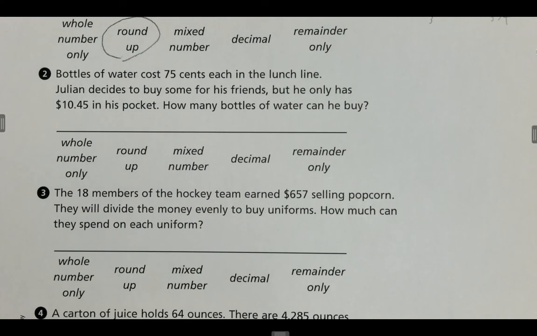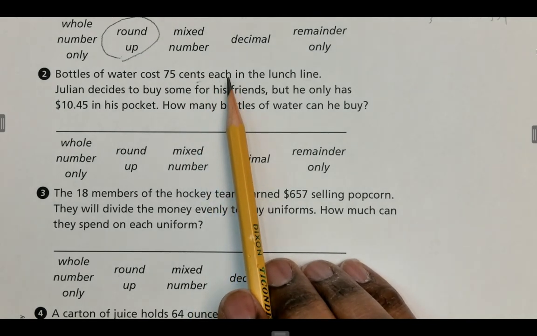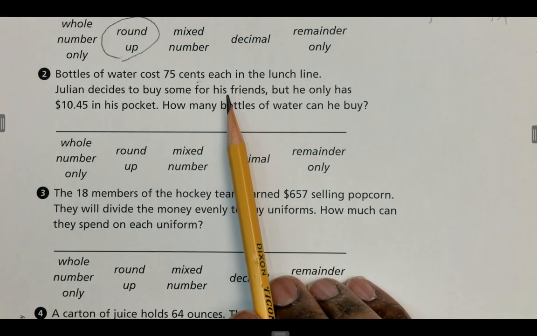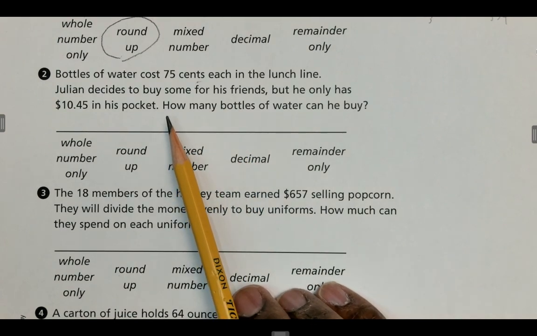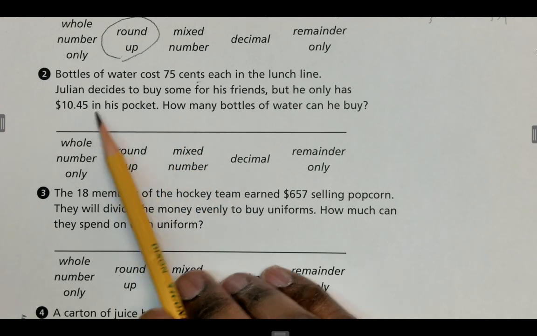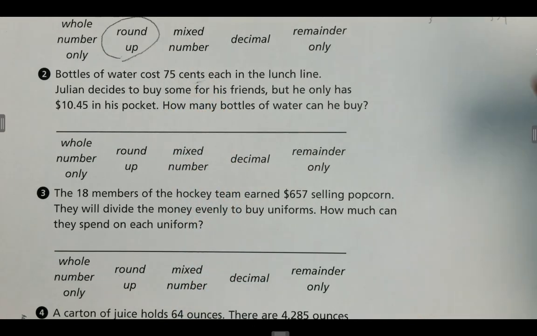Number 2, bottles of water cost 75 cents each in lunch line. Julian decides to buy some for his friends. He only has $10.45 in his pocket. How many bottles of water can he buy? Okay, so let's take the amount that he has and divide it by the cost. Remember, we're going to need to convert 75 cents to a decimal.